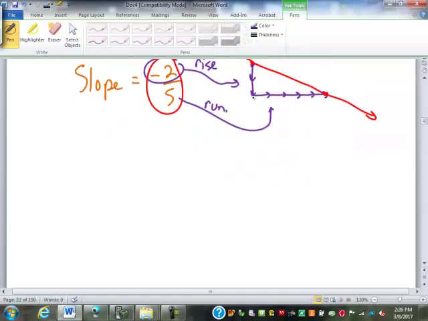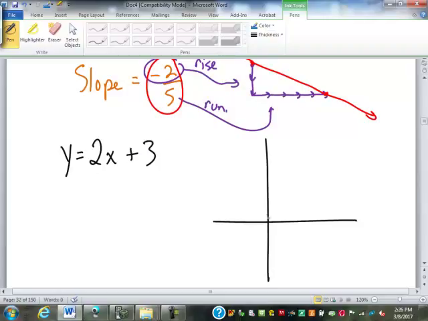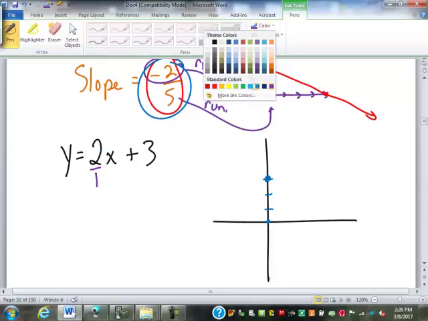So now back to that equation we just had. Y equals 2x plus 3. We said that the 3 tells us that from the origin we move up 1, 2, 3 spots. That's absolutely true. The 2 we said was the slope, but we just said the slope is a rise over run. The 2 isn't a fraction. How do we change that 2 into a fraction? We put it over 1. Now it has a rise and a run.